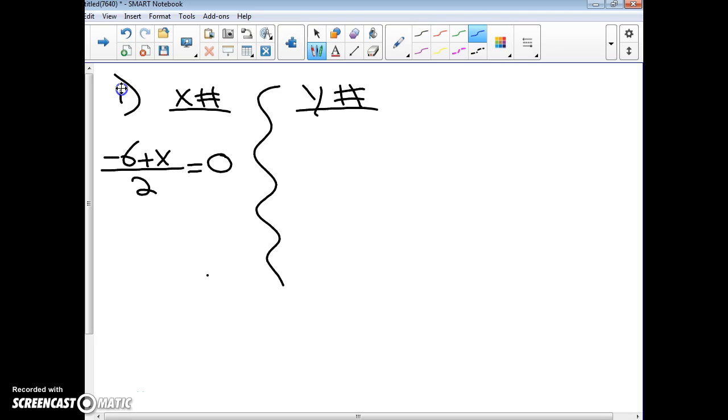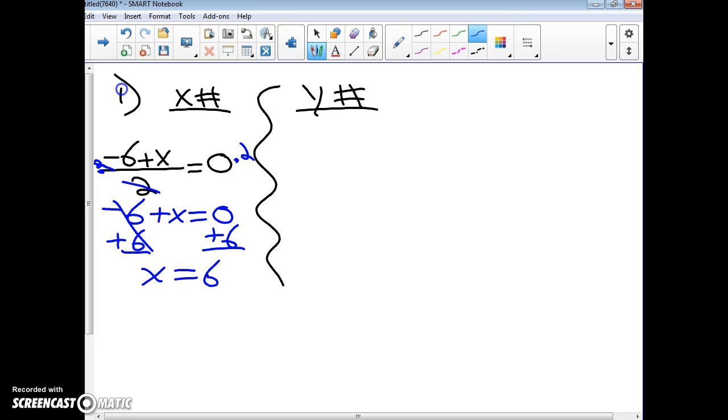Now let's do some algebra. Now I'm going to multiply both sides by 2 to get rid of the 2 in the denominator. That gives me -6 plus x equals 0. Add 6 to both sides. That leaves me with x equals 6.